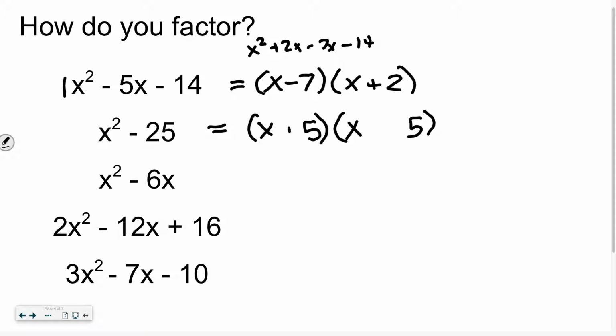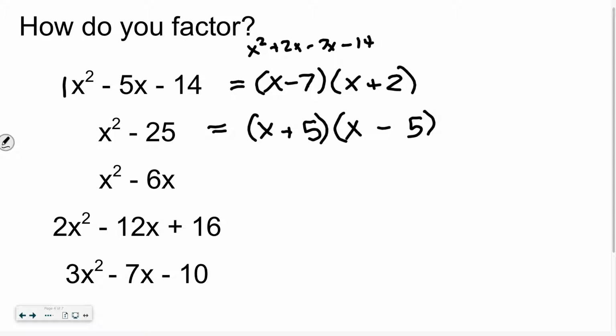So I love that. That's also a special factor pattern called difference of perfect squares. So if it's like x squared minus 16, it's x plus 4, x minus 4. If it's x squared minus 144, it's x plus 12, x minus 12. Just the square roots of the first and the last with a plus and a minus.